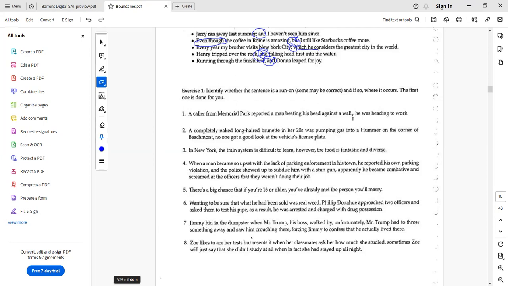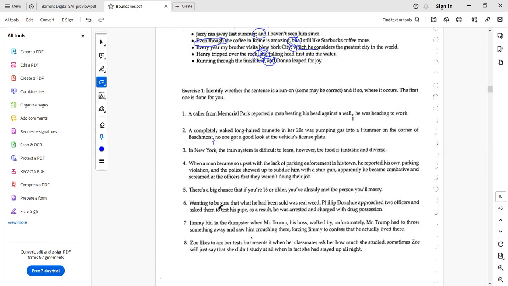Yes. Number 2, tell me if it is right or there is a problem, and where is the problem. No one got a good look at the vehicle's license plate. It answered. I'm sorry, no, it's not answered. Okay, tell me again, where's the problem? In no one. Excellent. The problem is here. Thank you.